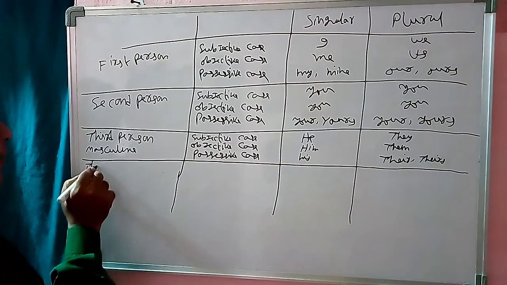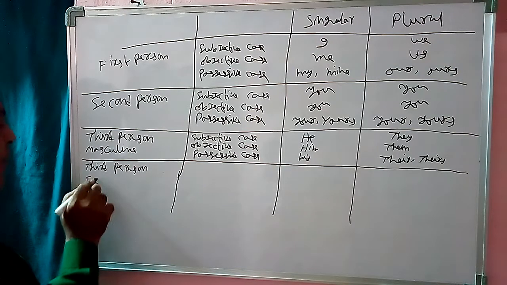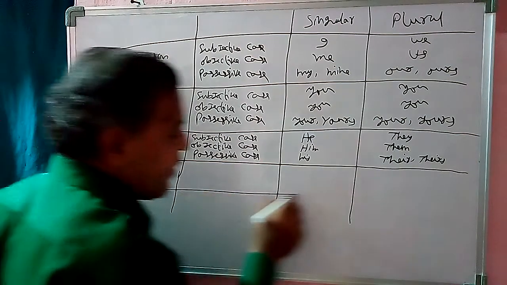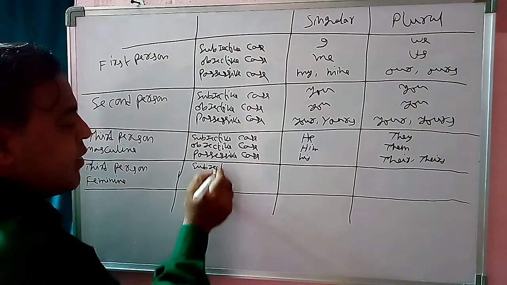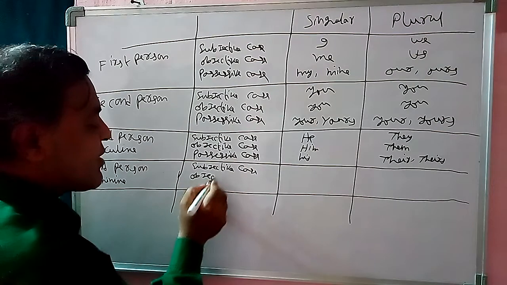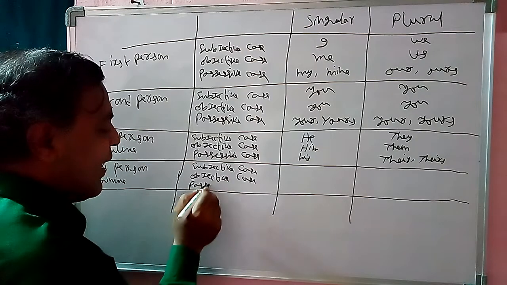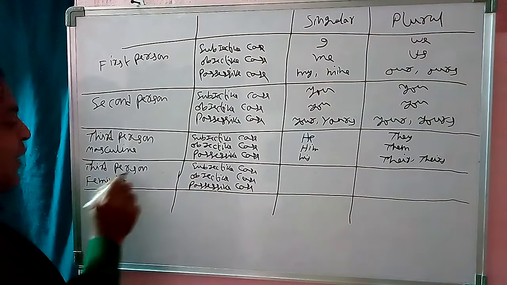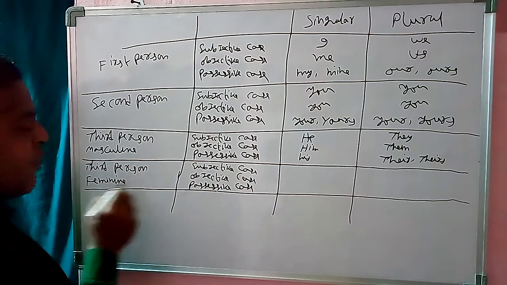Here, third person feminine. Third person feminine gender. Subject case, object case, possessive case. Third person feminine gender is names of female persons are called feminine gender.